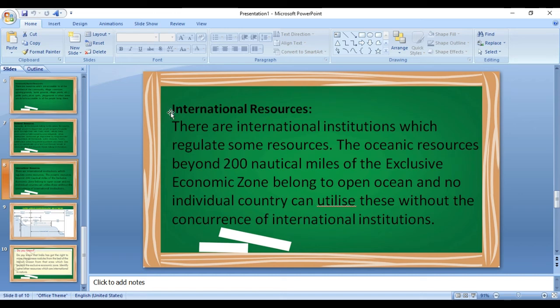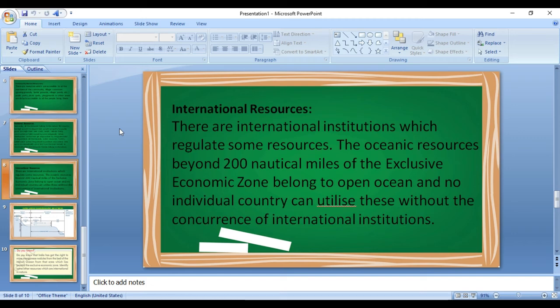On the basis of ownership, this is the fourth category, international resources. There are international institutions which regulate some resources, like up to 200 nautical miles. We have an exclusive economic zone, okay, and that belongs to the open sea, and no individual country can utilize these without the concurrence of an international institution.